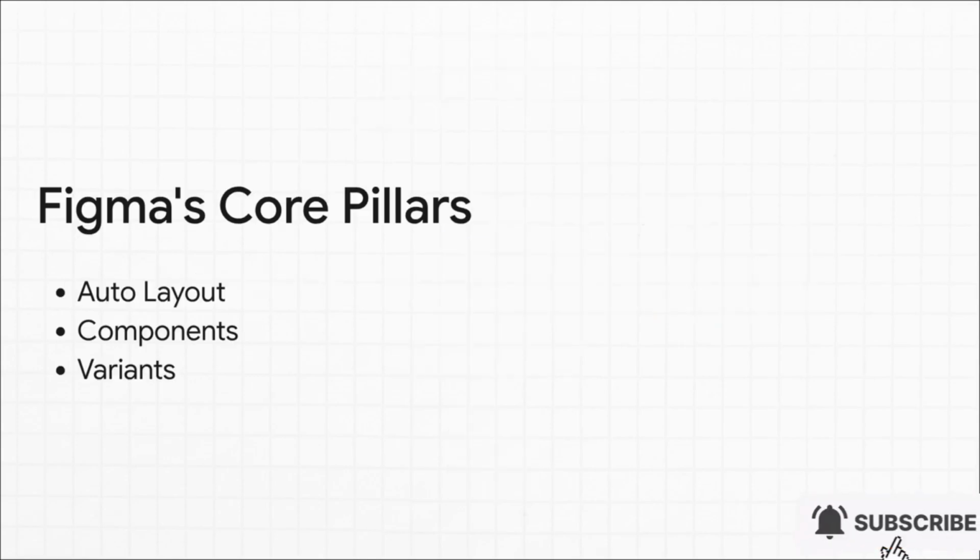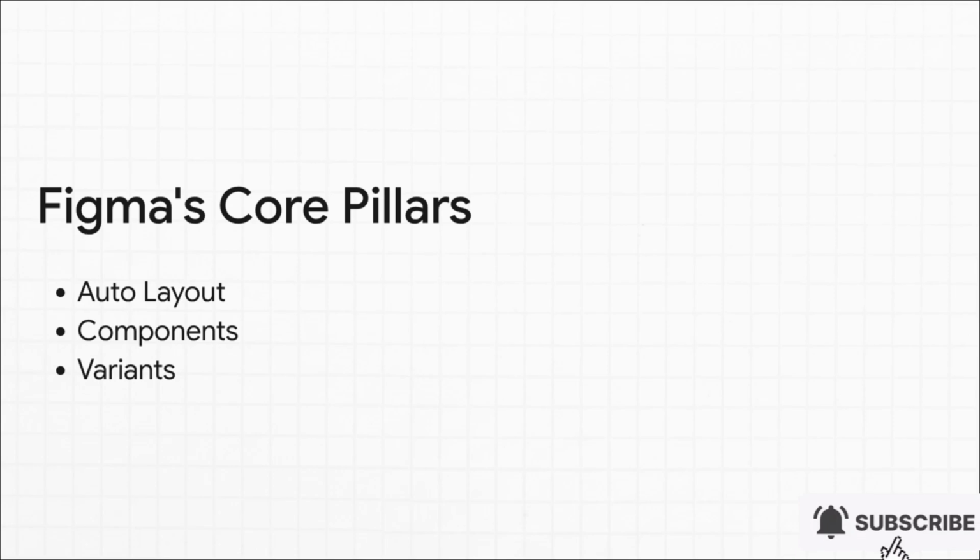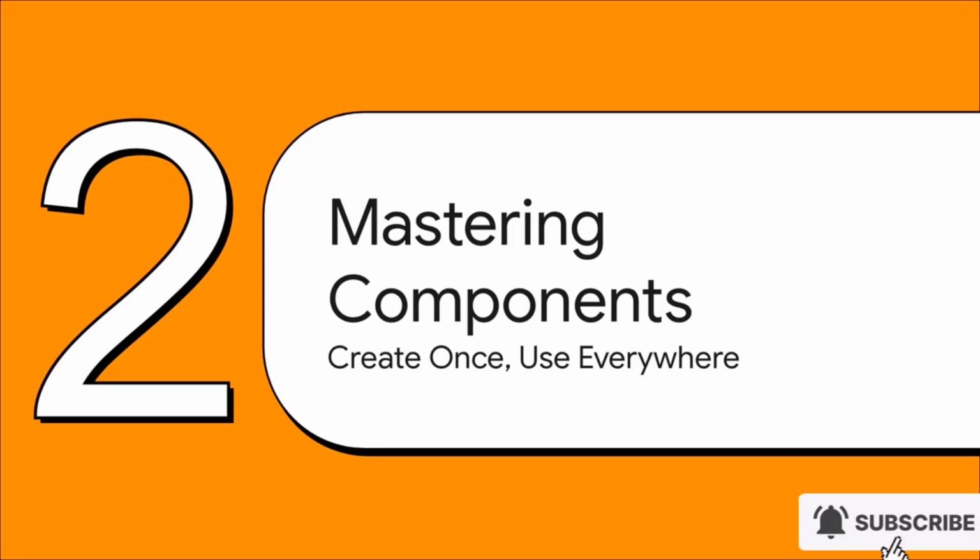And here they are, the big 3: auto layout, components, and variants. Now, most of us get the hang of auto layout pretty quickly, right? It's awesome for making things responsive. But the real power, the stuff that makes you super efficient, lies in mastering components and variants. And that's exactly what we're going to focus on. Okay, let's get into the good stuff.